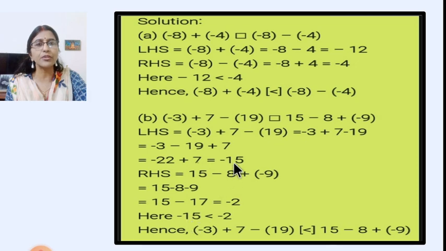Now we'll compare both these answers. Minus 15 here we got and here we got minus 2. So which one will be bigger? Minus 2 is bigger than minus 15. And then we'll write on this. Minus 3 plus 7 minus 19 is less than, in place of this we will write this, because from this we got the answer minus 15, and that is less than 15 minus 8 plus minus 9. So this is the way you have to solve.